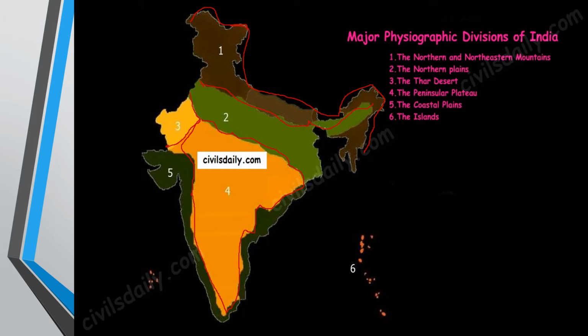Fifth comes the coastal plains. You can see this area. Why is it coastal plains? Because it is the edge of the coast. Yes, you can see over here. Then comes our islands, the Andaman and the Nicobar Islands. So this is all we are going to study in our lecture now, where we have completed studying the north and northeastern mountains, that is Himalayas. We have finished studying the northern plains. We are now going to study about the Thar Desert and the Peninsular Plateau, the coastal plains, and islands. So let us go ahead.